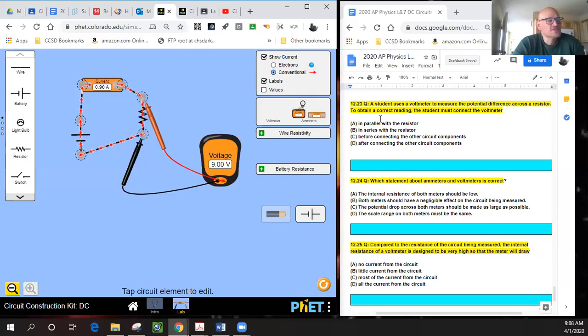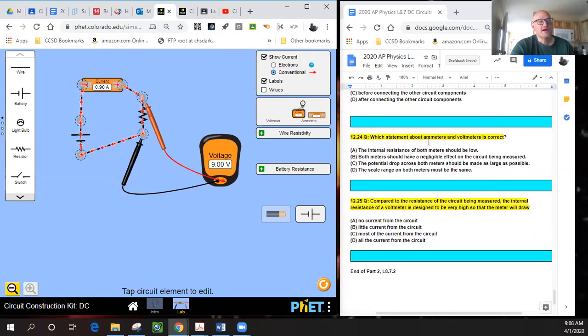Okay, we're now on question 12.23. A student uses a voltmeter to measure the potential difference across a resistor. To obtain a correct reading, the student must connect the voltmeter how? Okay, it should be in parallel with the resistor.